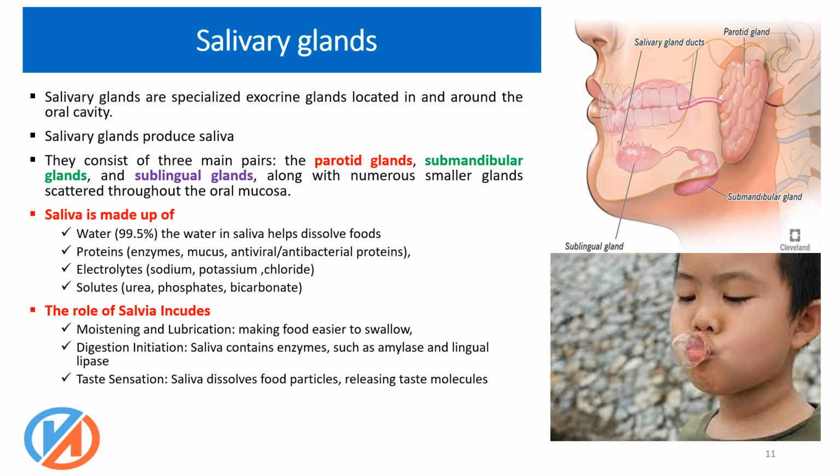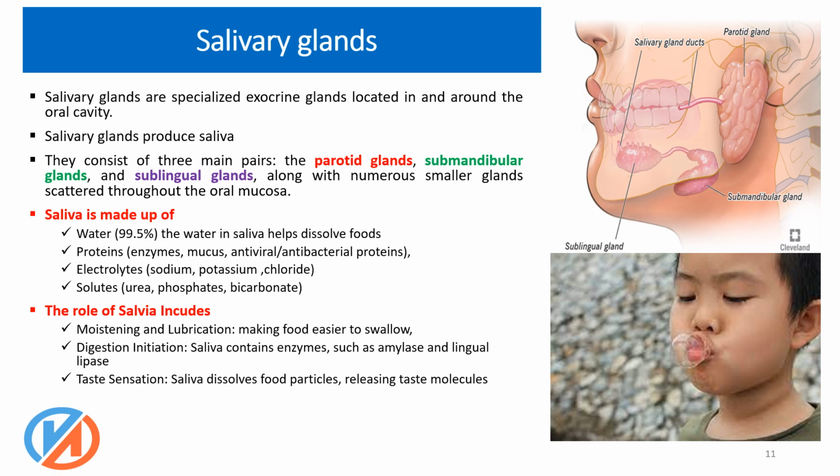Saliva also contains proteins. These include enzymes, mucus, and antiviral or antibacterial proteins. The enzymes include alpha amylase and lingual lipase, as I discussed earlier. And the mucus helps us to lubricate and moisten the food materials. The saliva also contains electrolytes that include sodium, potassium, and chloride. They also contain solutes such as urea, phosphates, and bicarbonates.